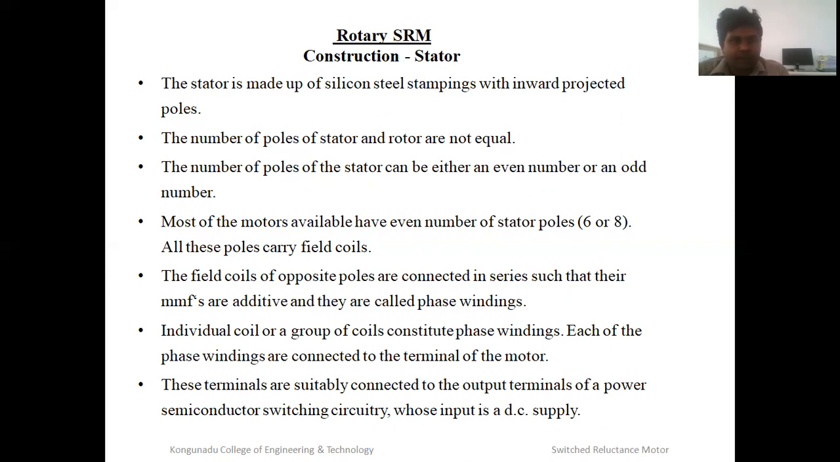These field coils are connected in series such that the MMFs are additive. That is a phase winding. Individual coils constitute the phase windings. Each of the phase windings is connected to a terminal of the motor. These terminals are suitably connected to the output terminals of the power semiconductor switching circuits. Here the input is a DC supply.